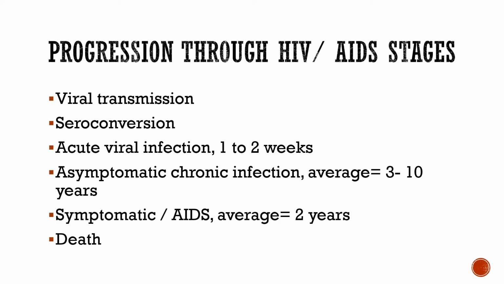So my body may be reproducing this virus within my body for 3 to 10 years while I still may be asymptomatic, and I may never know. Then symptomatic and then AIDS, the average is 2 years, and then the last stage is the passing, is death.